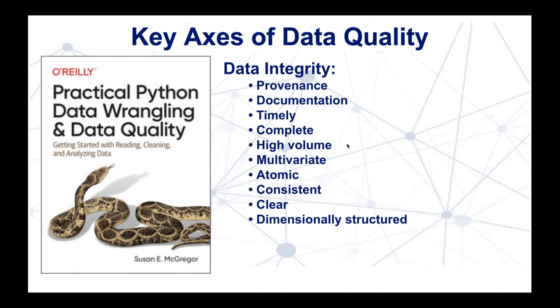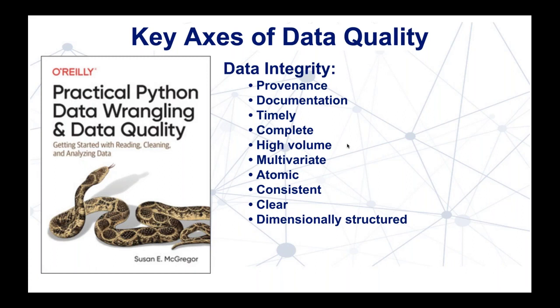Most of the time when we're trying to generate insights, unless you're taking a strictly historical and scholarly approach, you care about whether it's timely, right? How recent is it? Is it complete? Is there data missing? High volume, right? Most of us feel like it's easier to do stuff with more data. Is it multivariate? Does it have a number of different measures or parameters that we can use to try to generate insights or model a certain phenomenon?